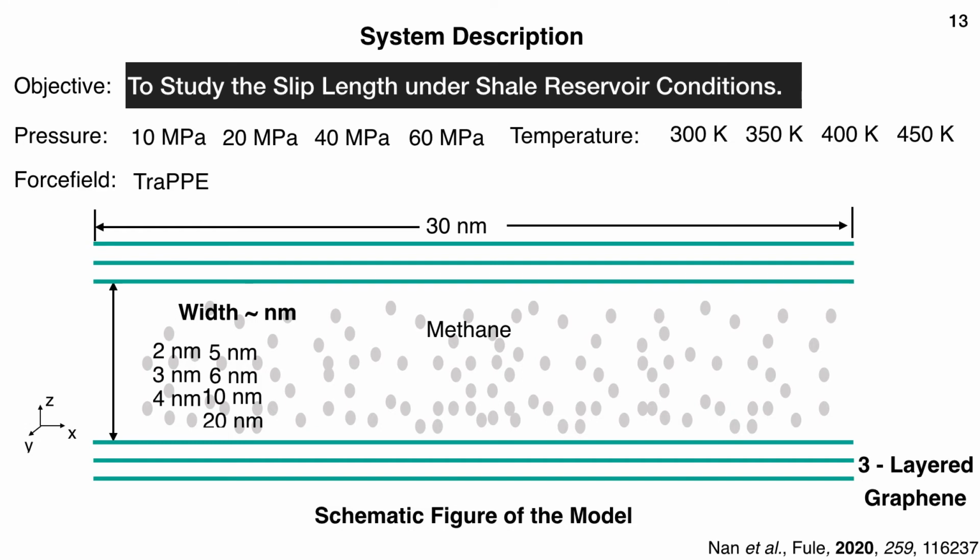We used the 3-layered graphene and methane as the simplified model to reproduce the substrate and the fluid respectively. The length of the substrate in the flow direction is 30 nanometers to avoid the finite size effect. We adjusted the pore width as well to study the pore size effect.